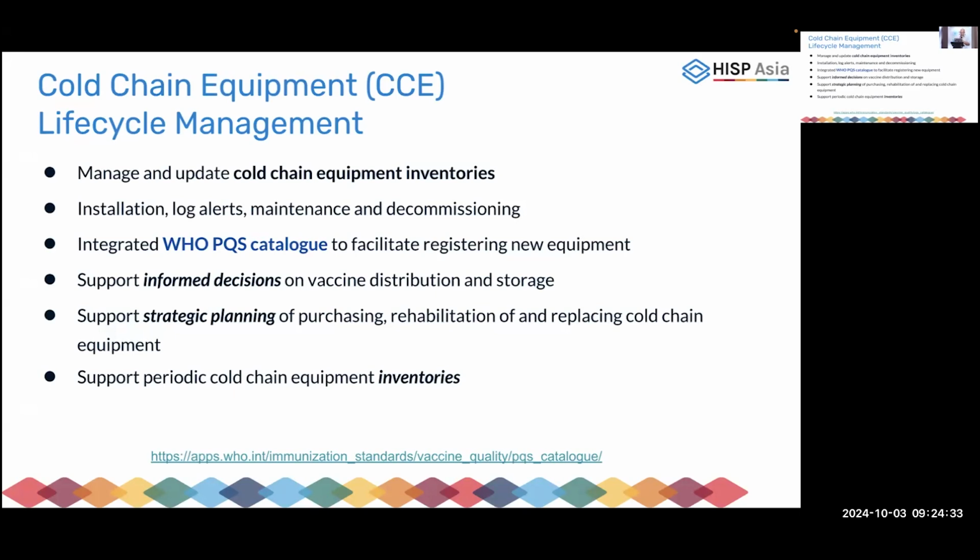You can track all of these all the way to the end of life or decommissioning of the cold chain equipment. We've integrated it with the WHO PQS catalog so that when you register a new unit, these attributes are already included. And we have specific intentions with this, and it's to provide informed decision-making. So when you're distributing vaccines, you see the number of devices that are functional in a specific site, the storage capacity, and what the facilities actually have in terms of cold chain equipment.